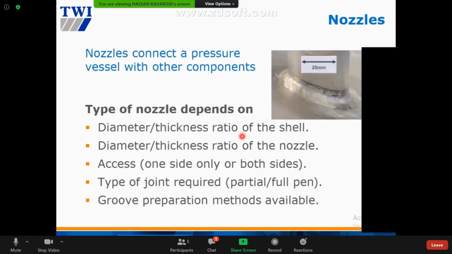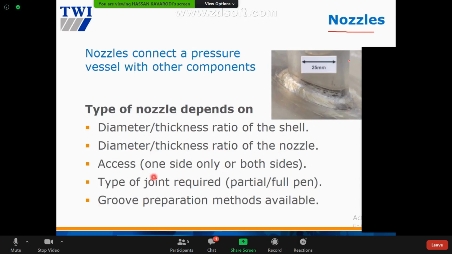All right, this is important for you guys. There are a few things you need to memorize a bit. Yeah? We're talking about nozzle now. All right, there are a few questions asked. Yeah. All right, a nozzle connects a pressure vessel with other components. We say type of nozzle depends on diameter, thickness of shell, diameter, thickness of nozzle.